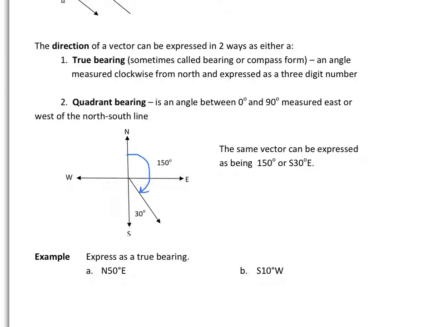The same vector, though, could also be expressed using what we call quadrant bearing, which is an angle between 0 and 90, and it's always measured either east or west of the north-south line. So in other words, from the north-south line, if we measure 30 degrees east, then we fall onto the same vector. So we can either represent it as 150 degrees, which we know is 150 degrees from true north, or south 30 degrees east, meaning from south you move 30 degrees towards east.